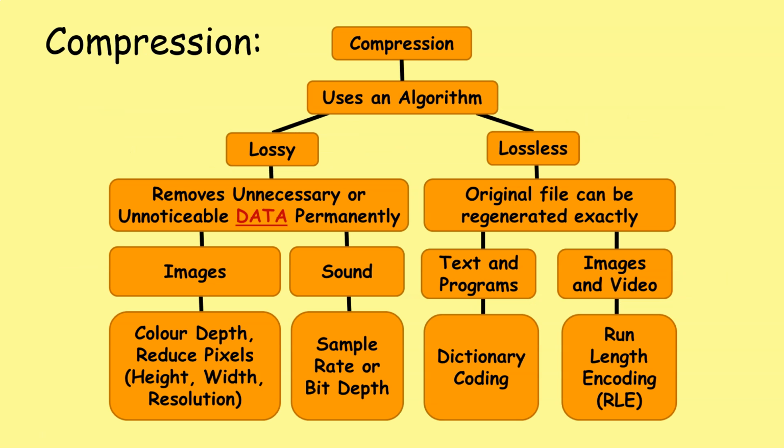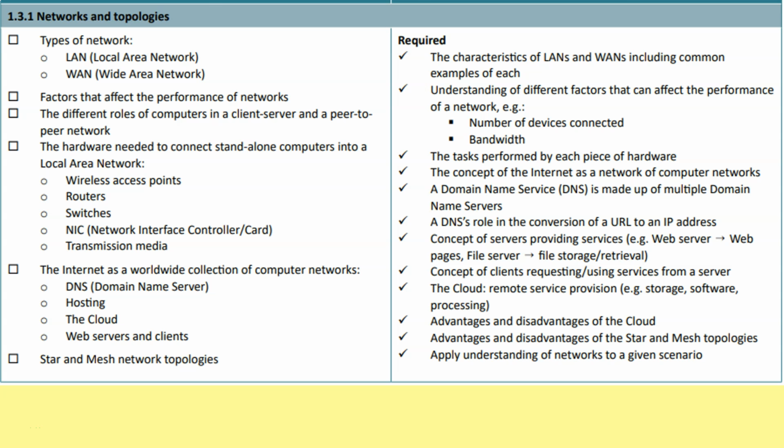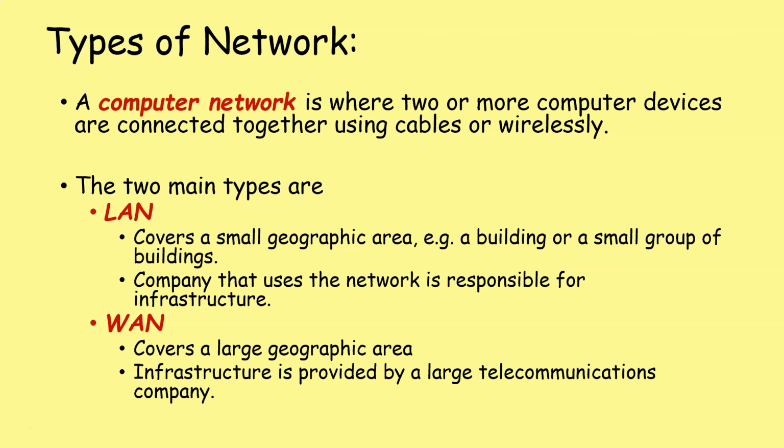RLE. And here we have a nice little diagram just to represent compression. We have the lossy, we have the lossless compression, and just some key points that you can learn just to help you answer any questions in an exam. Now we shall proceed with Unit 1.3.1, Networks and Topologies. Starting with types of network.